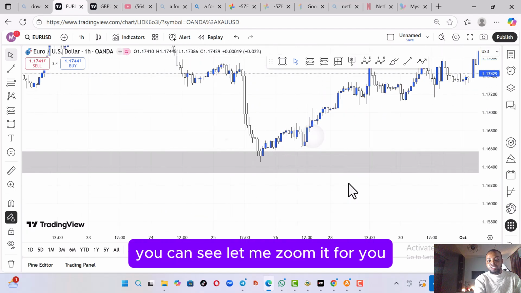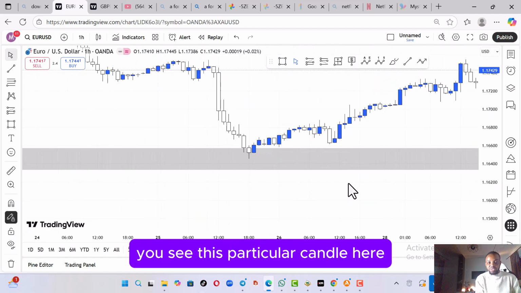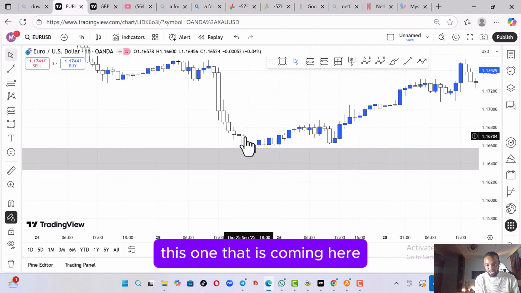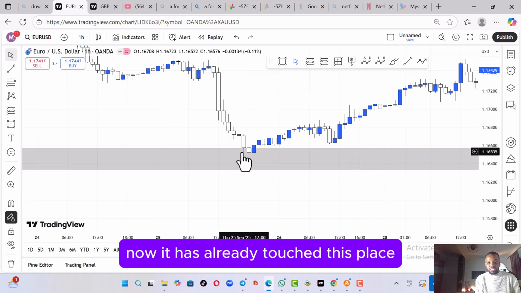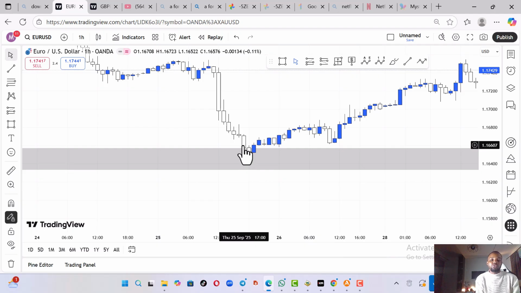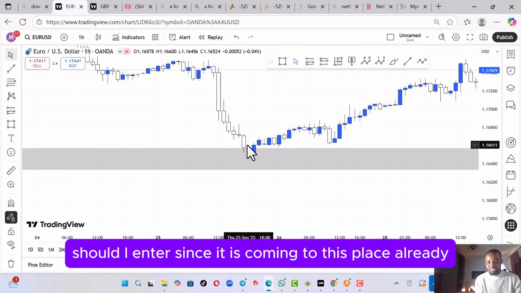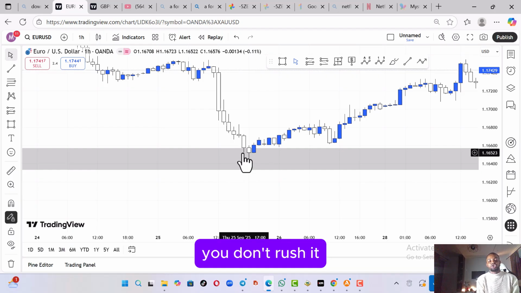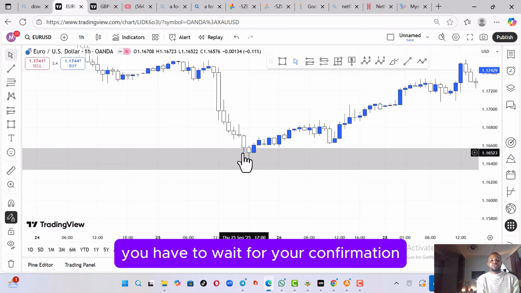You can see, let me zoom it for you. You see this particular candle here, this one that is coming here now, it has already touched this place, so it's now forming a strong candle. So now you'll be thinking, what should I do? Should I enter since it is coming to this place already? You don't rush it. You have to wait for your confirmation.